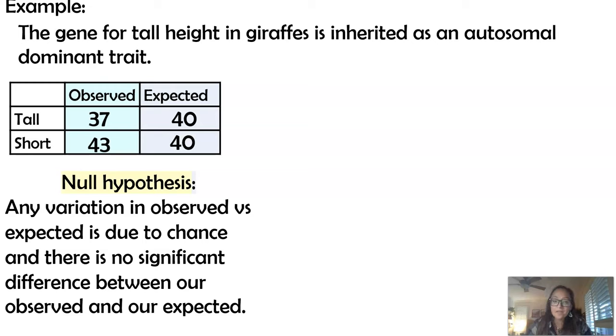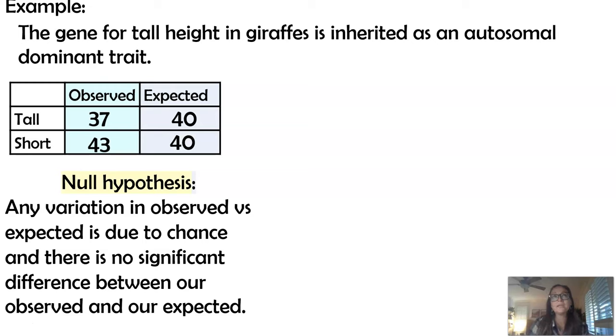So here, the no difference part is that the slight variation that we're seeing between our observed and our expected isn't statistically significant, meaning that statistically speaking, there is no difference between what we observed and what we expected, that it's close enough to say, yes, this trait, our tall height, is inherited as a dominant autosomal trait.